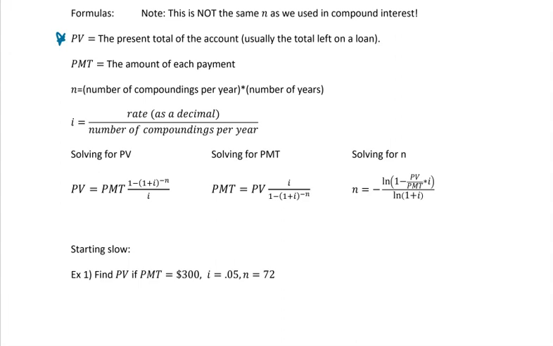Now, for the actual formulas, there is a little bit of a difference. Instead of a positive n in the exponent, you now have a negative n. And instead of it being -1 at the end, it is now 1 minus. But overall, they look very similar. Again, just like future value, I broke it into 3 different formulas. One for solving for PV, one for solving for the payments, and one for solving for the number of payments.